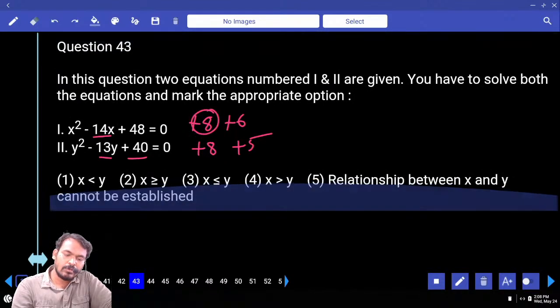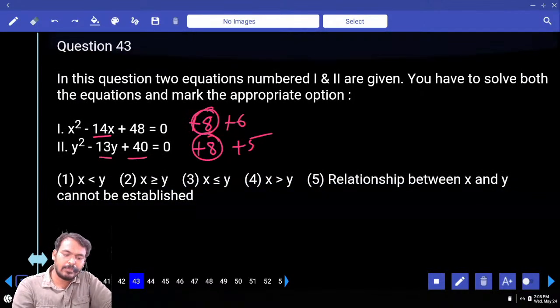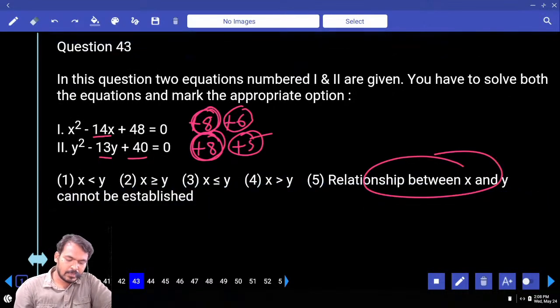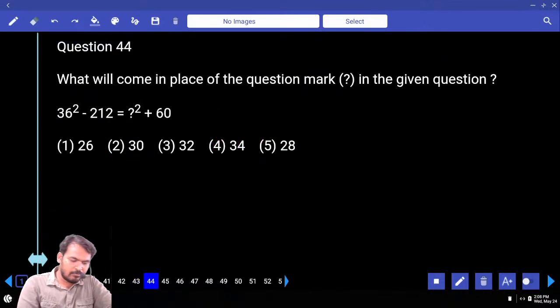8 compared to 8 equal. 8 compared to 5 greater. 6 compared to 8 lesser or not. Opposite symbols or not. What is the answer? No relation.